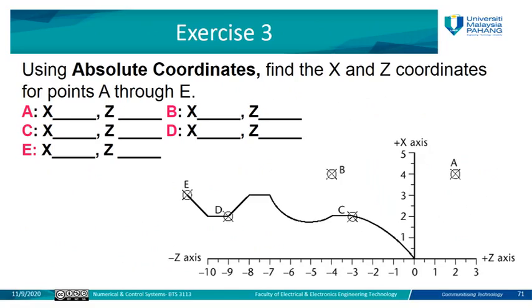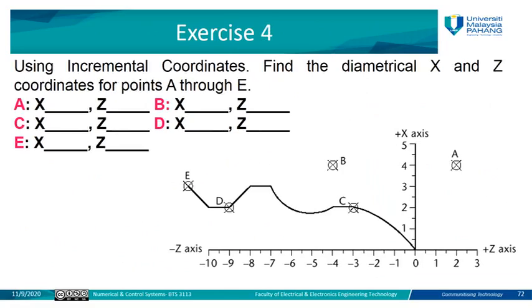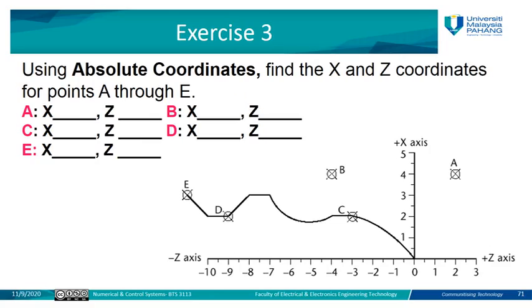There are two exercises here. Please try to solve them and fill in the information about the different points A, B, C, D, E, and write it here in terms of the x-axis and the z-axis, using either the incremental coordinates in exercise 4 or the absolute coordinates in exercise 3. See you in the next video.